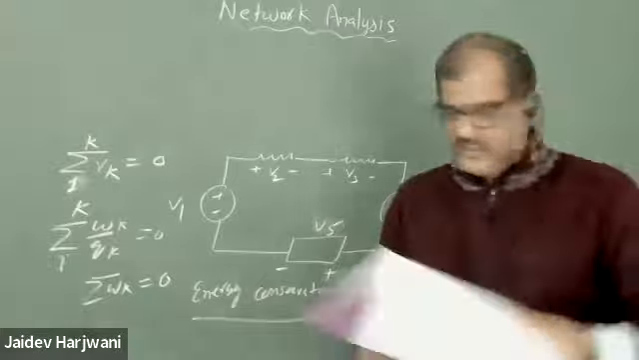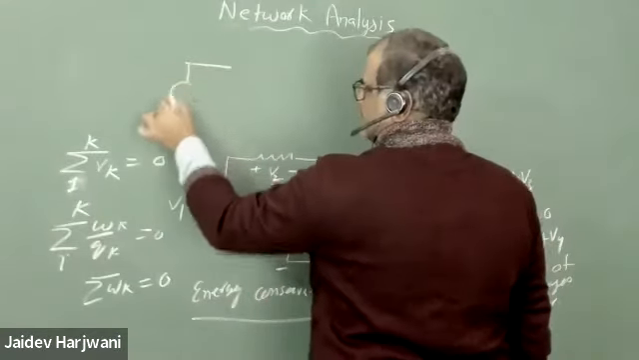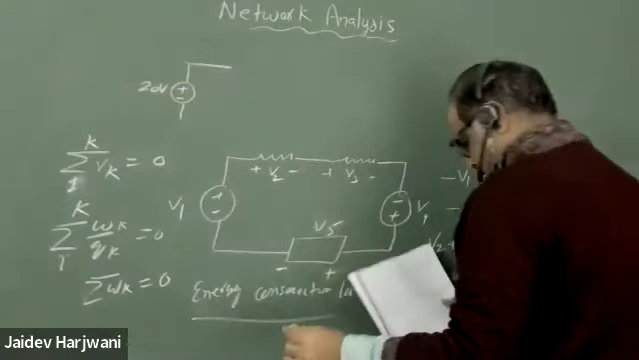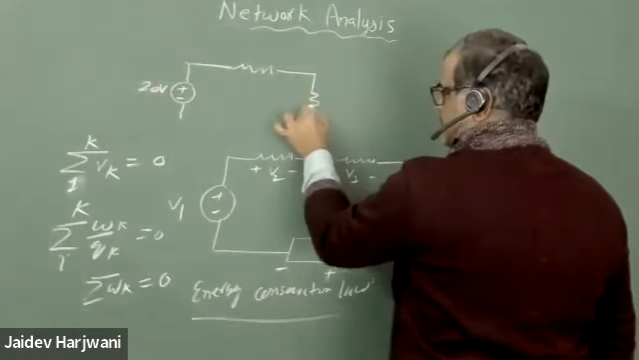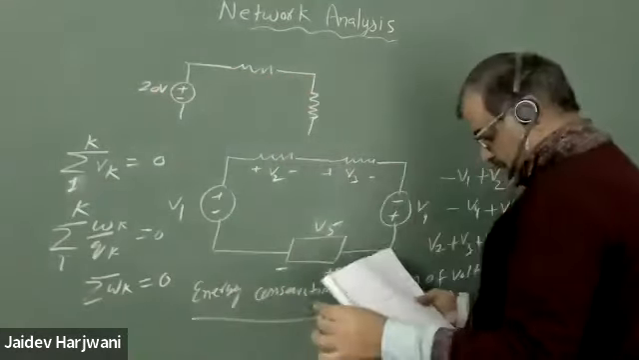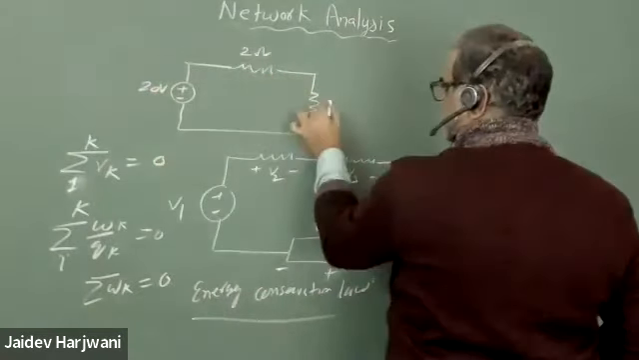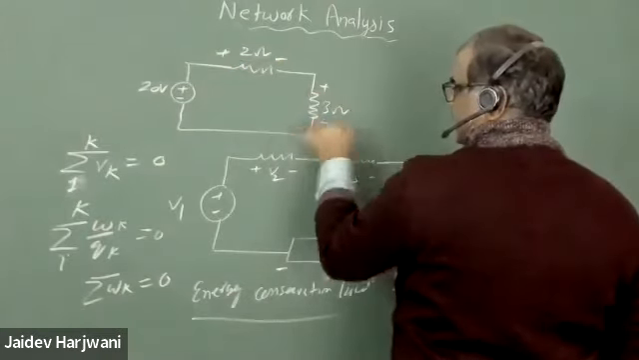Okay, so let me solve one problem. I'm starting with a simple circuit. Say I have this 20 volt source, and I am just giving two resistances, 2 ohm and 3 ohm, with plus and minus marked on each.